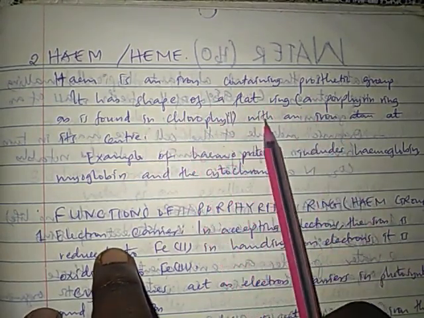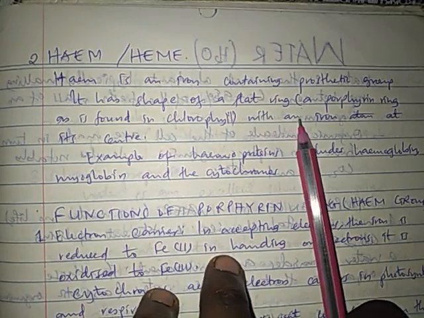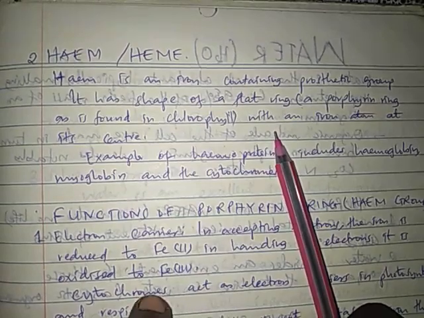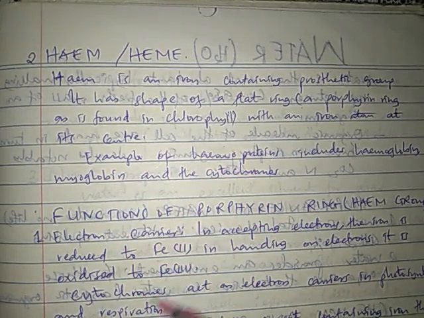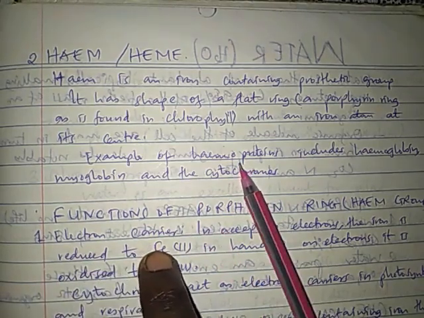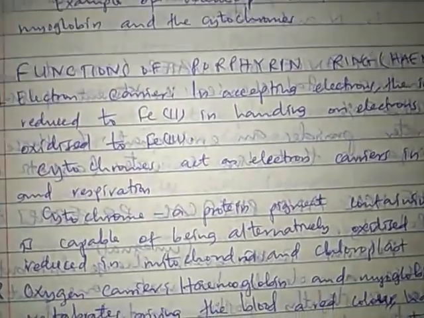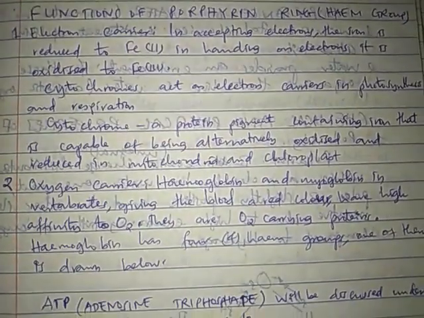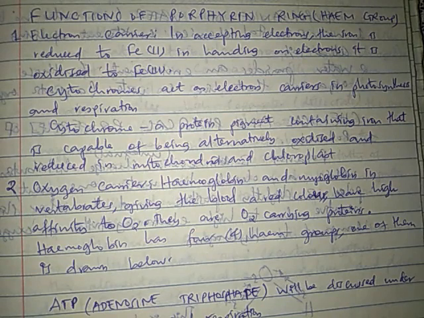It has the shape of the flat polypeptide ring as found in chlorophyll with an iron atom at its center. Example of heme protein include hemoglobin, myoglobin and the cytochromes. Hizo zote zinakuwa zina iron. Lakini kidogo tuguse hapo function ya polypeptide ring kwenye heme group. Kwenye heme group kuna polypeptide ring.